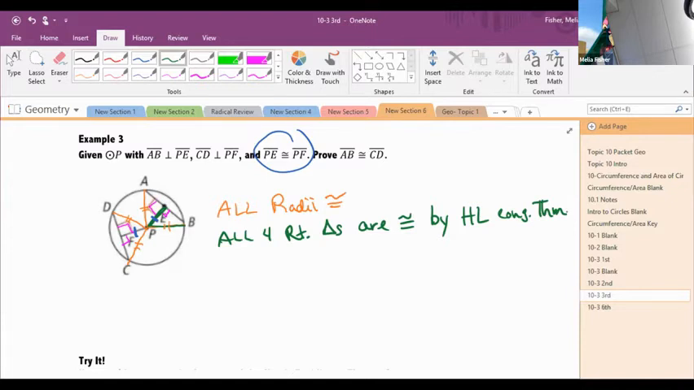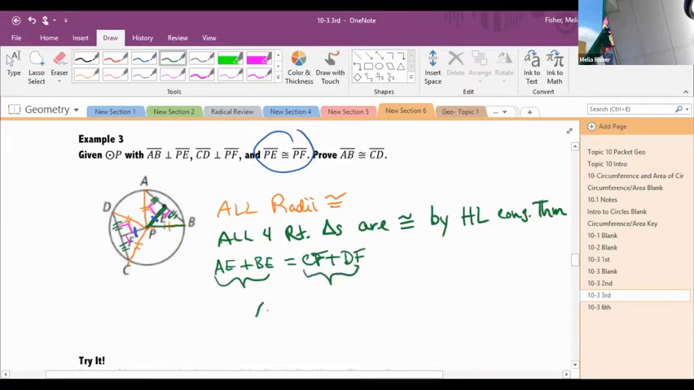Okay, so if they're all congruent, then we know that all of their parts are going to be congruent by CPCTC, right? So we're going to be able to say that this part and this part are congruent, and this part and this part are congruent. So AE plus BE is actually going to be equal to CF plus DF, right? Which means that this is the whole side right here, and this is the whole side right there. And so really we've proven that AB is congruent to CB.